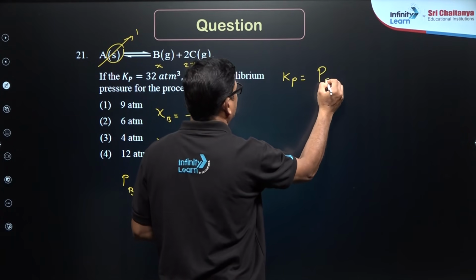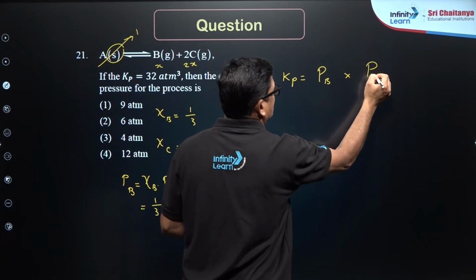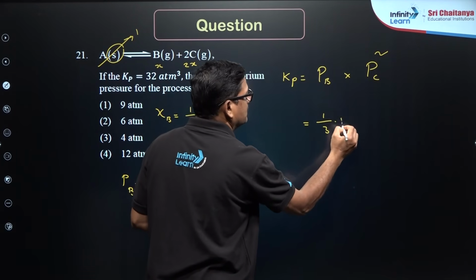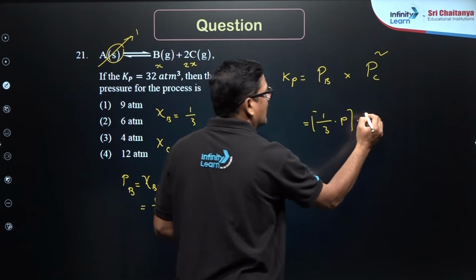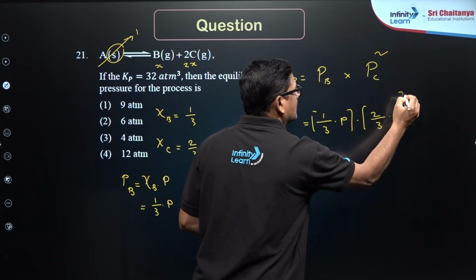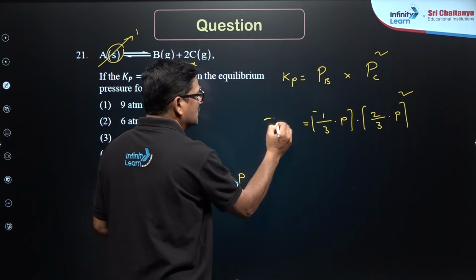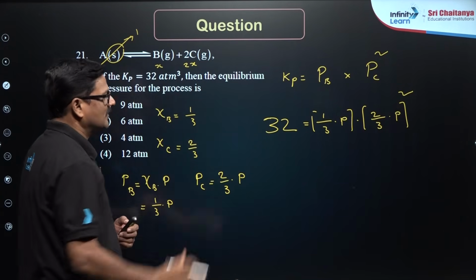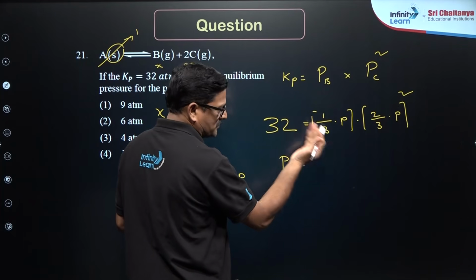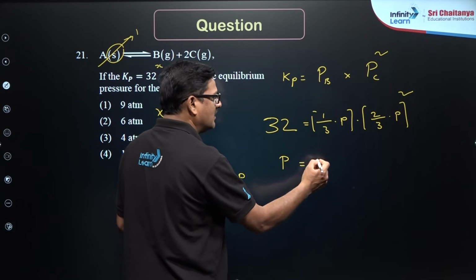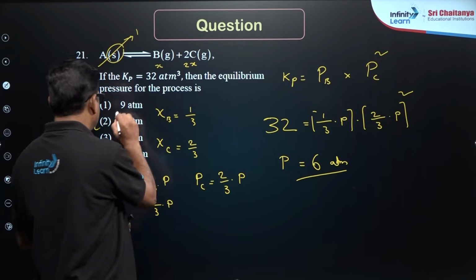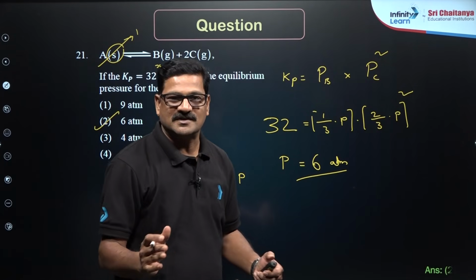So, the Kp expression is written as partial pressure of B into partial pressure of C squared. So it is going to be 1 by 3 P and 2 by 3 P squared. That is equated to 32, it is given. On solving for P, first you take the P cube and take the P, and it is going to be 6 atm is the answer. So answer 2 is the correct answer for this question.